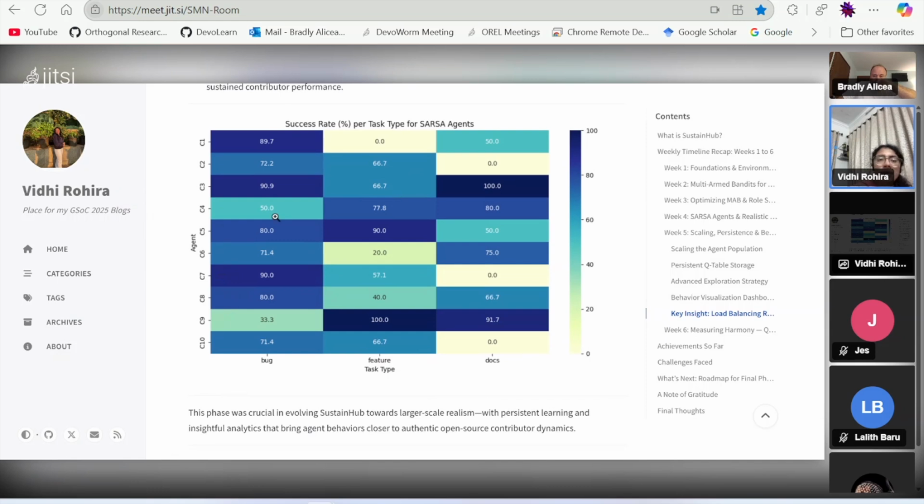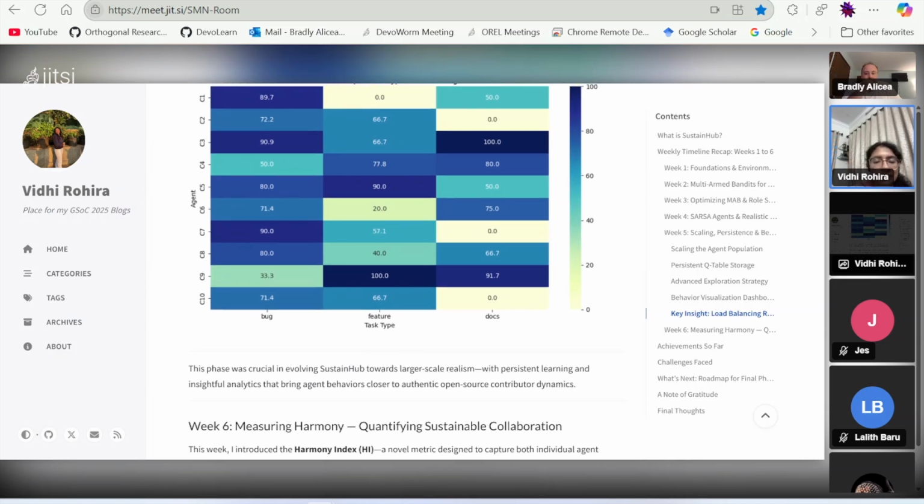So at that time we had only 10 agents. So I put the one which we had for 10 agents, where we are showing which agent is good for which task, how much success rate each agent has for which task, and what their expertise is.